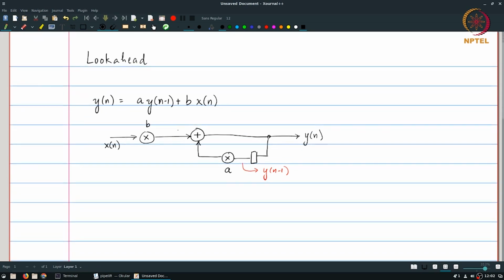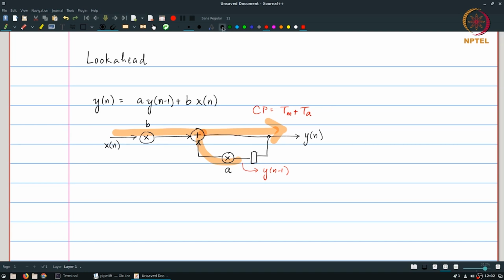What we can see over here is a number of things. One is, what is the critical path of this system? Either this path or this. Both of them essentially add up to a total delay of Cp equal to Tm plus Ta. This determines the clock period that can be used successfully on the system.